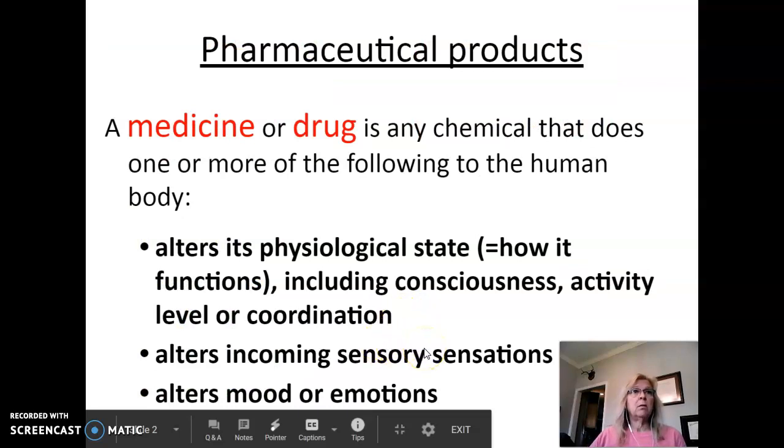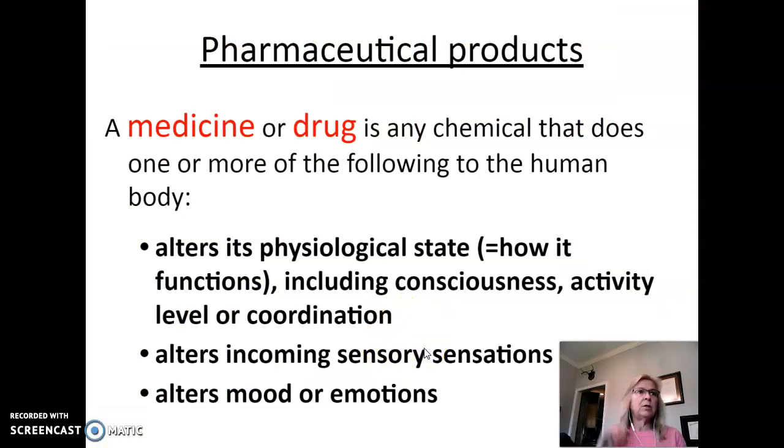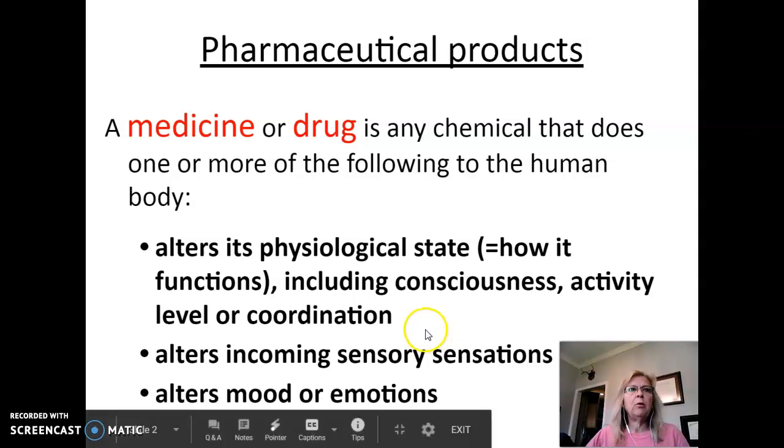Pharmaceutical products. So the first thing we have to do is be able to discern between a medicine or a drug, and what all these things are. So a chemical that does one or more of the following: altering physiological state, encountering sensory sensations, moods, or emotions. So pharmaceutical products are used for a lot of things.